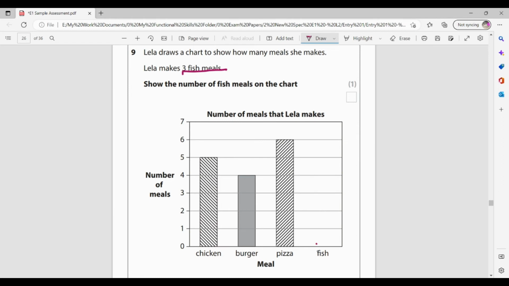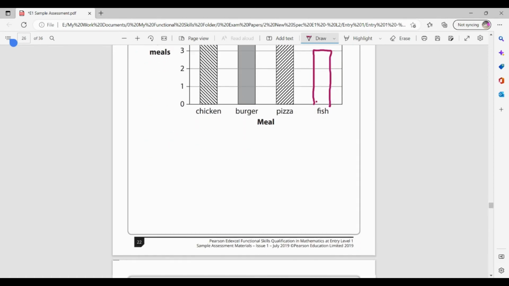Now in your exam, you are going to use a ruler and a pencil for this question. A pencil if you make any mistakes so you can rub it out, but you need to use a ruler. I don't have the ability to do that on this system, so I'm just going to draw it freehand, but yours is obviously going to be nice and straight. So I need 3 fish meals, so 1, 2, 3. So I would draw my bar for 3.